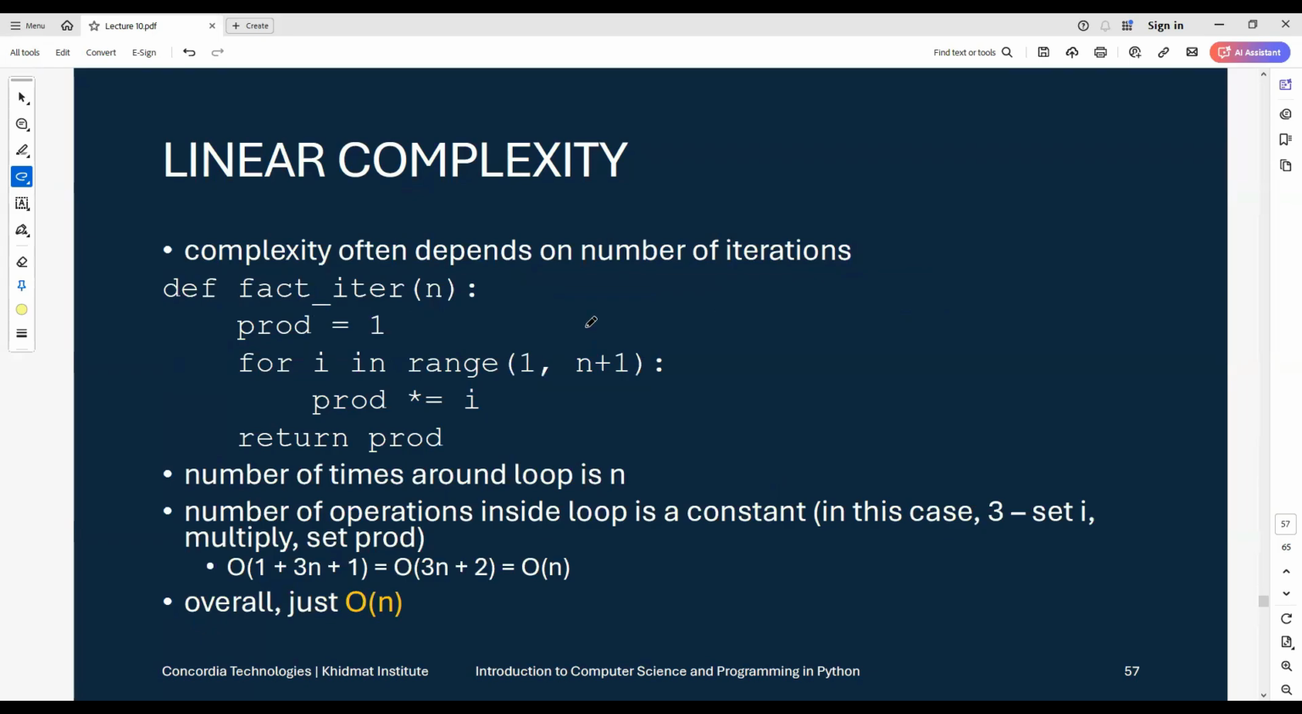Another example here, iterative calculation of factorial. We have a number n for which we want to calculate the factorial. We have only one for loop, which is doing a certain number of operations inside. And this for loop runs from 1 to n plus 1. So it's running n times. So without going into any kind of complicated calculation, we can simply identify by looking at it, now that we have gone through many examples, that the complexity of iterative calculation of a factorial is linear, and it's based on the number itself.